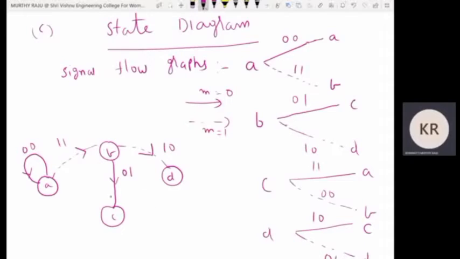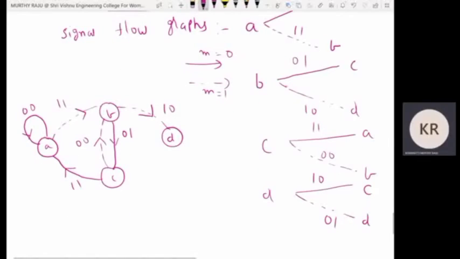Next, C to A. This one is C to A, solid line. The input bit is 0. C to A, output is 1, 1. Next, C to B, dash lines. C to B, output is 0, 0. Input bit is 1. Next, D.